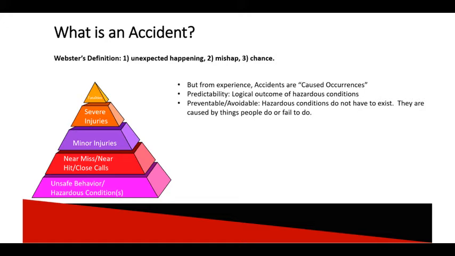To the left is a safety pyramid. Starting at the base is unsafe behaviors or hazardous conditions. That makes up the majority of what happens in the workplace. The next tier is near miss, near hit, or close calls. You can also include first aid only injuries in there. The next tier is minor injuries, and then goes to less but more severe injuries, and then hopefully never will we have to experience a fatality.